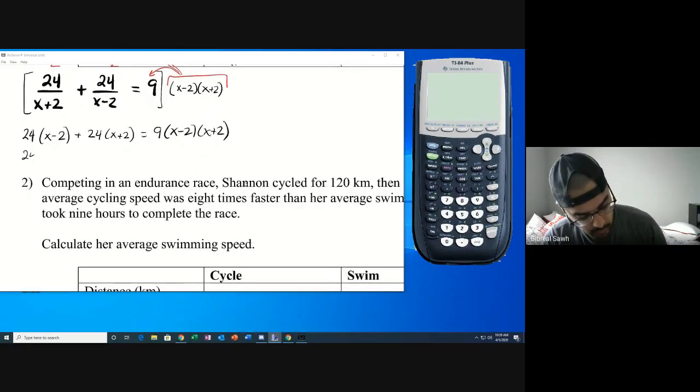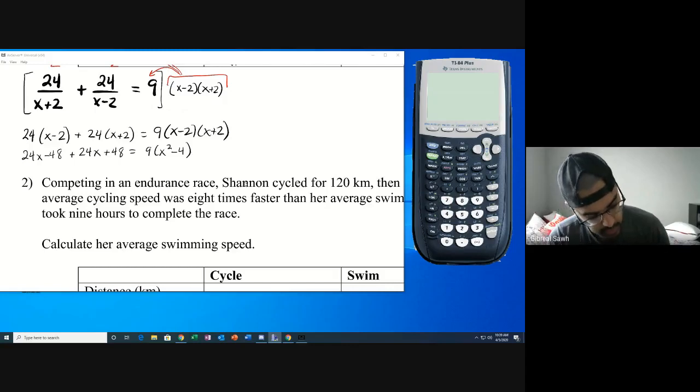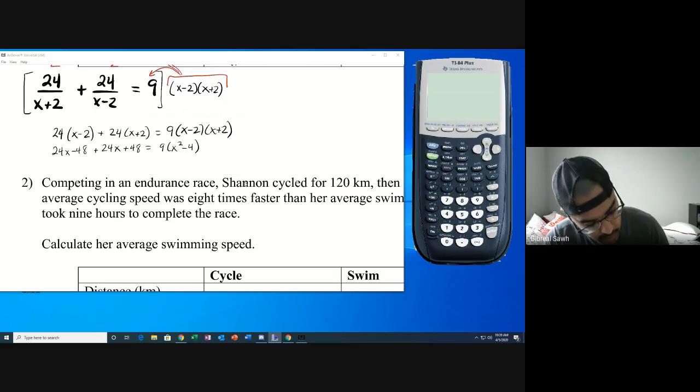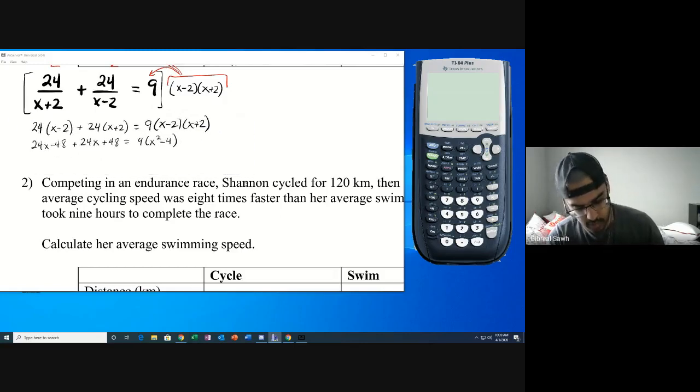So we're going to have 24x minus 48 plus 24x plus 48 equals 9x squared minus 4. Essentially, it's like a difference of squares. If we combine some terms, we're going to have 48x on the left equals 9x squared minus 36 on the right.